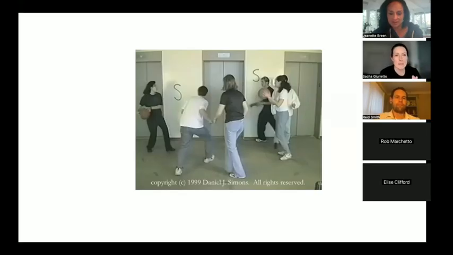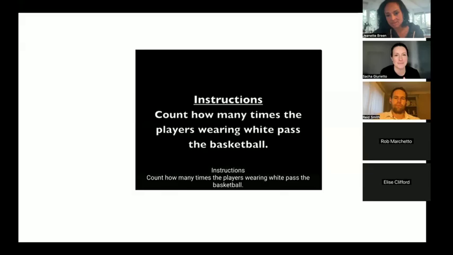Halfway through, somebody dressed in a gorilla suit walks through the scene. And most people completely miss this gorilla because they are focusing all of their attention on the ball and trying to count those passes. So this feels like a really long bow for me to be drawing, but hear me out. Attention is what drives learning, and what students attend to is what they think about and what they learn. And that's a really important thing for us to think about when it comes to assessment.